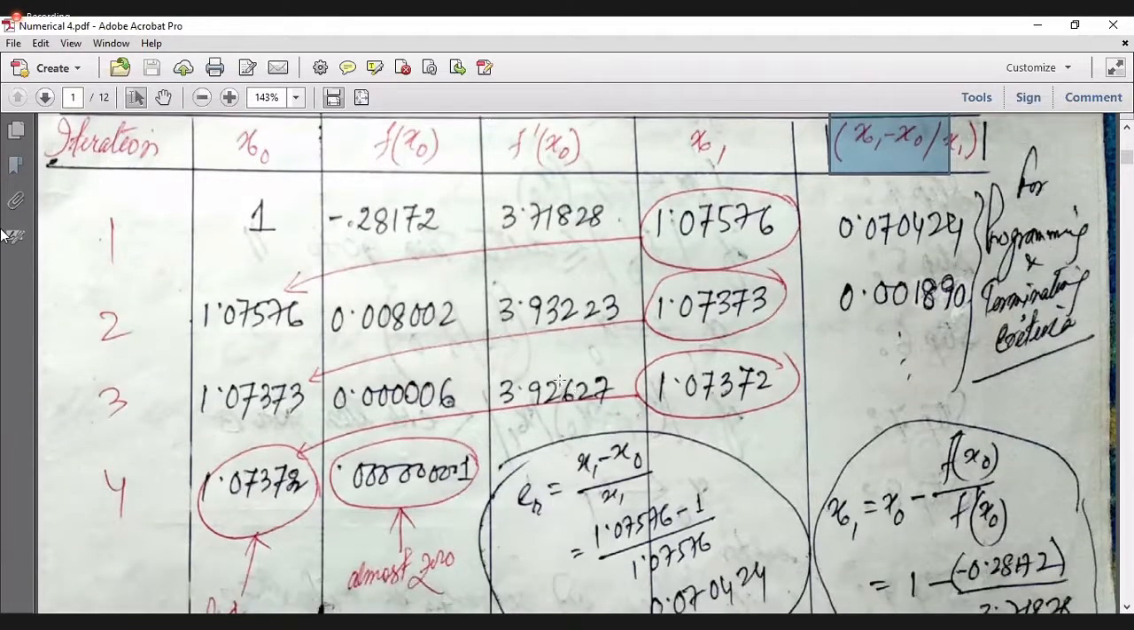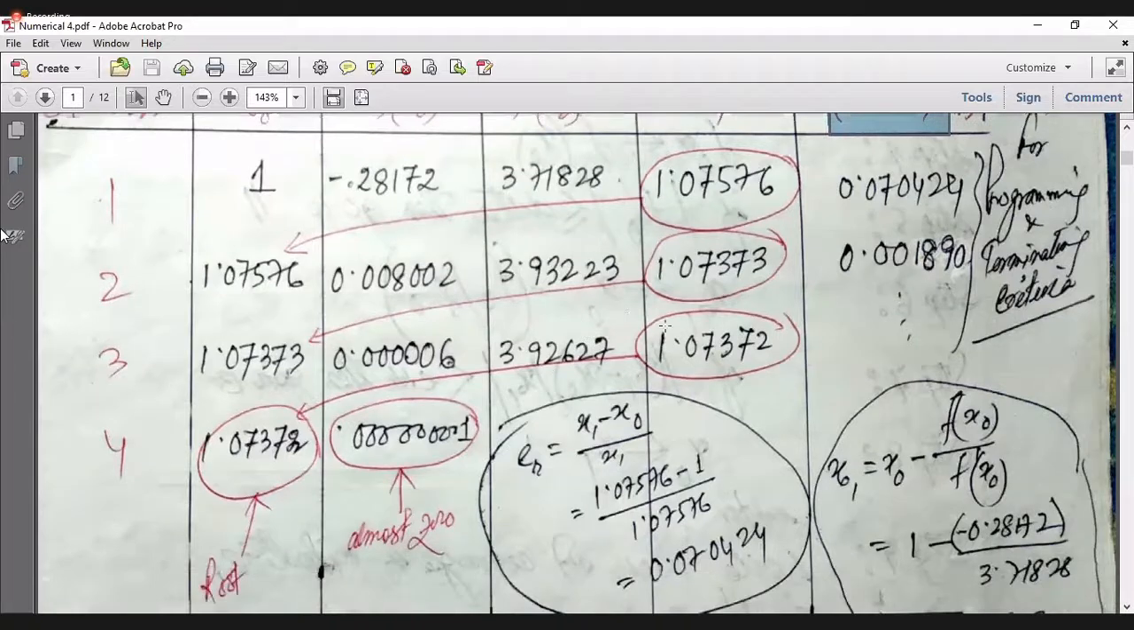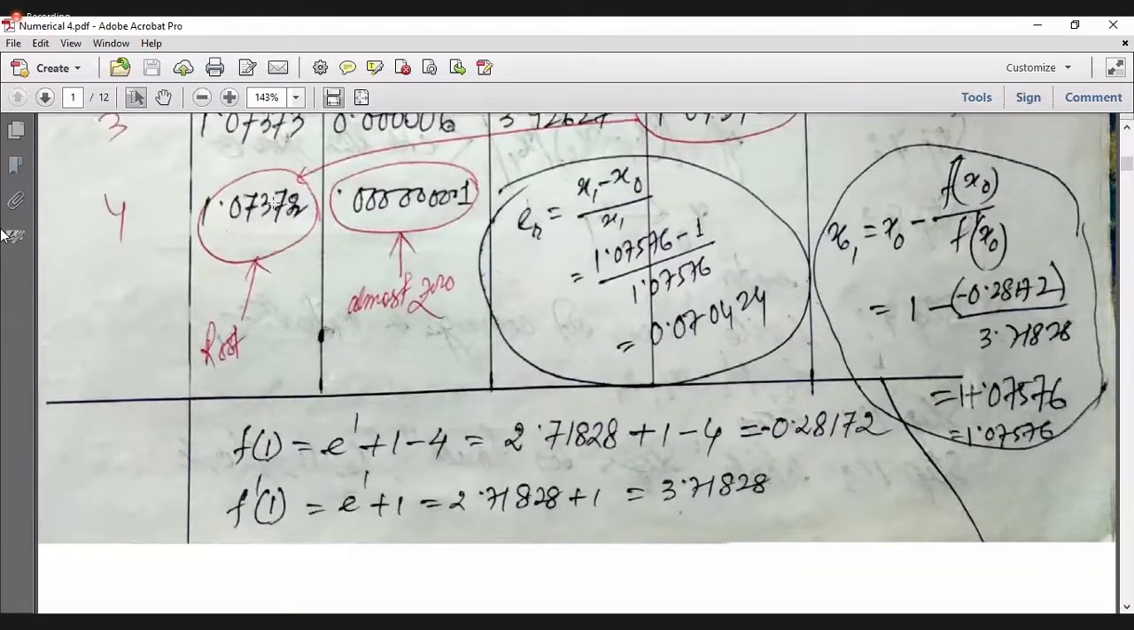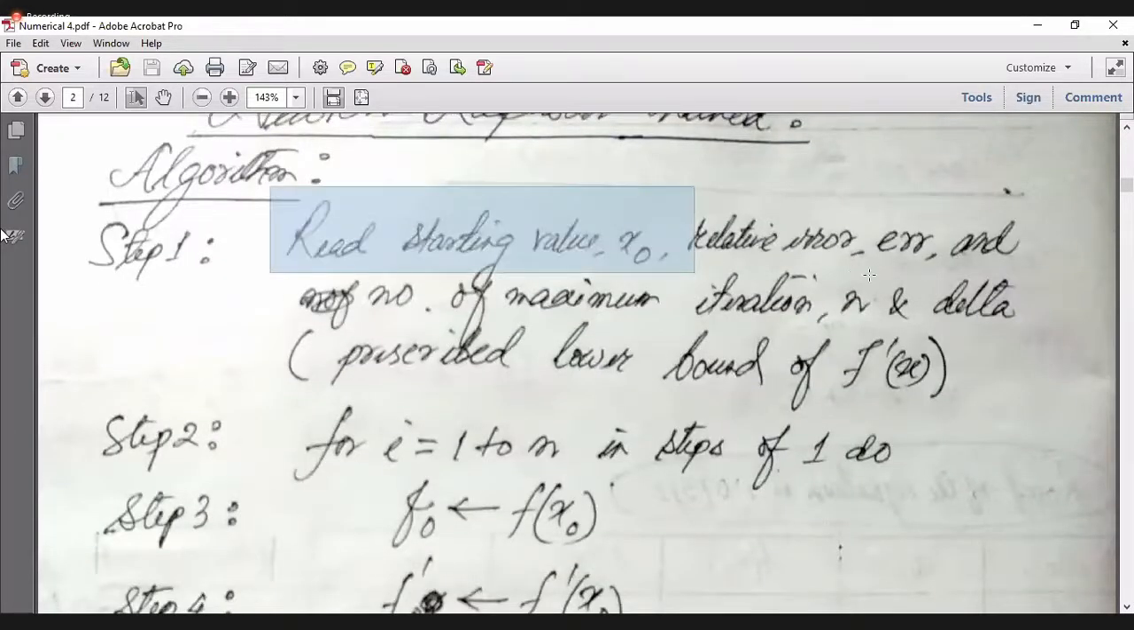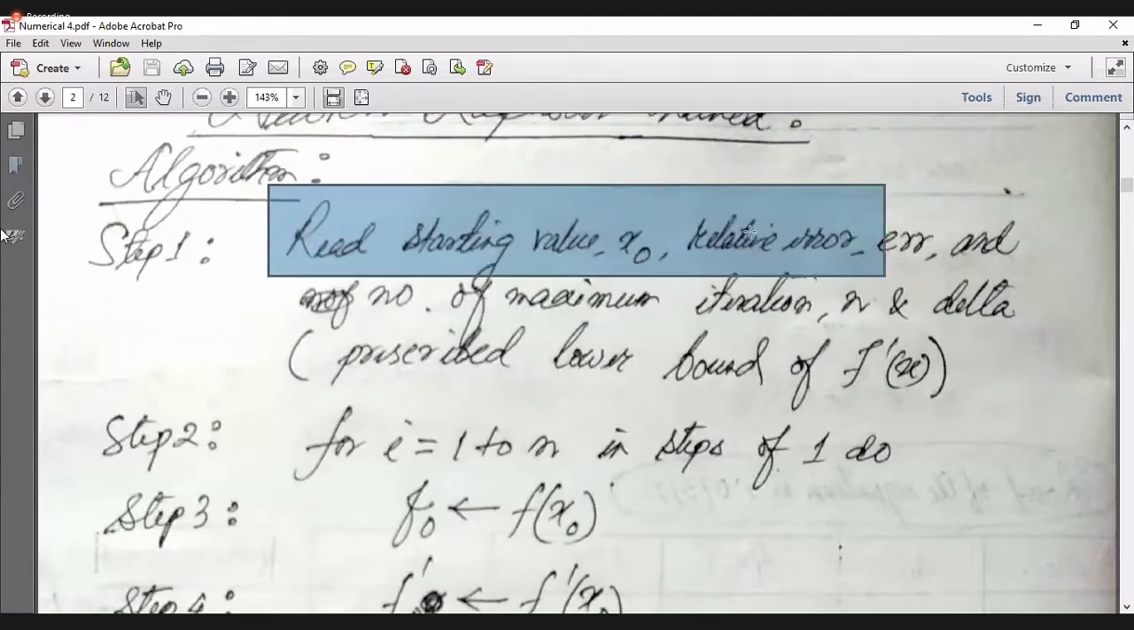Now, let us see, what is the algorithm? Yesterday also I showed you. The algorithm is very simple. Now we are going to start with the starting value x0, the relative error maybe 0.001 or something like that, then the number of iterations.